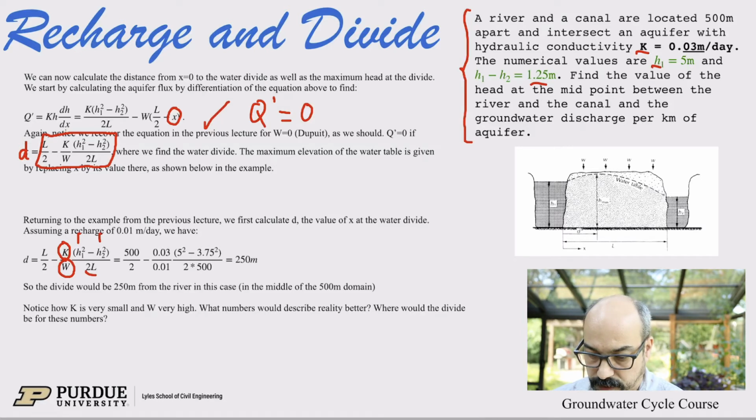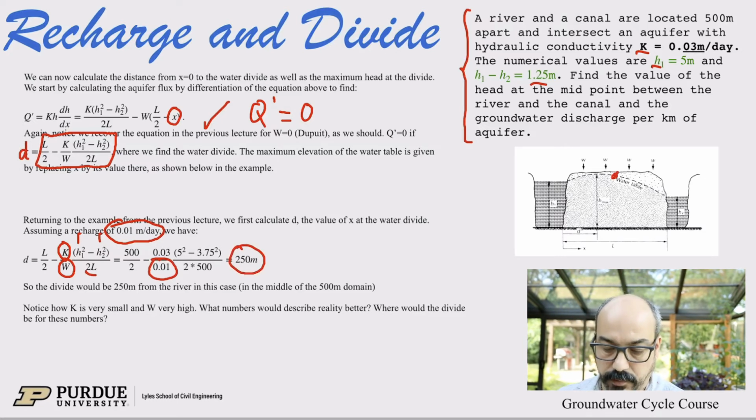Which should be somewhere, but I didn't write it. But if we put W equals 0.01 meters per day, in the same units, now we can put everything in, and we see that the divide is right at the midpoint. So the divide in this case would be exactly in the middle. Okay, so now we know where the divide is located.